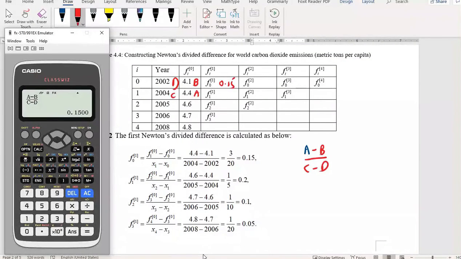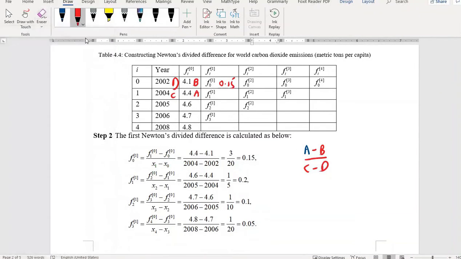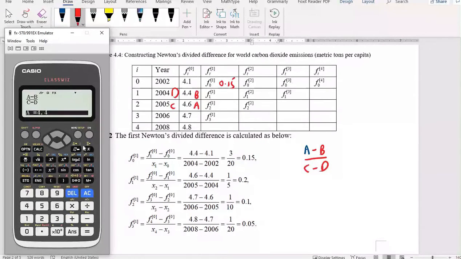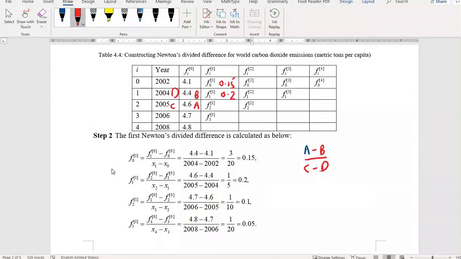Okay, and then to calculate F11, your ABCD values will move down 1 row. Now this is A, this is B, this is C, this is D. Then you calculate again. A, now we change to 4.6, B is 4.4, C is 2005, D is 2004, so 1 over 5, which is 0.2.